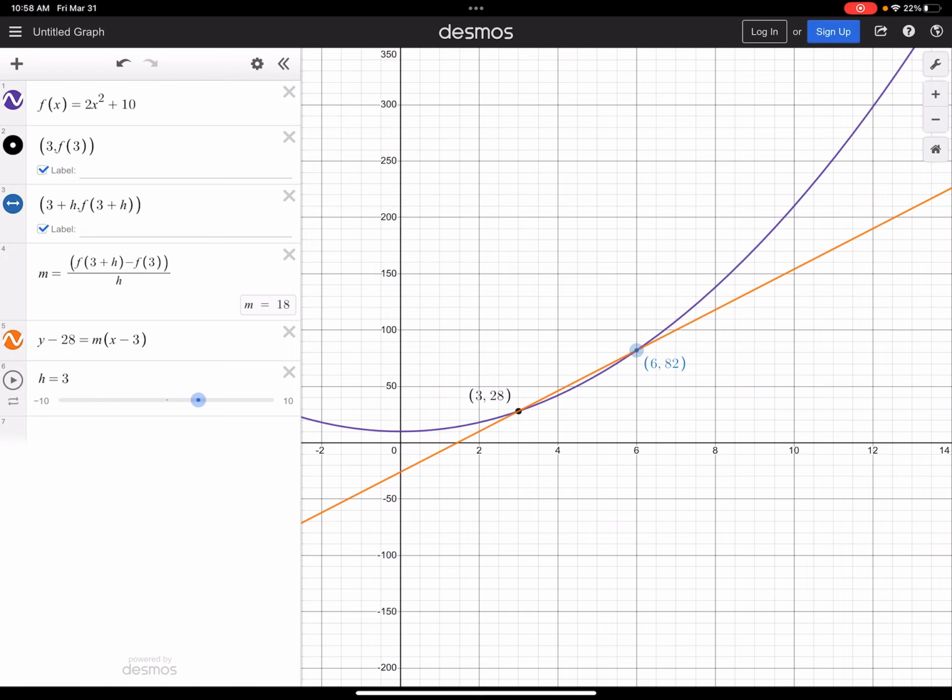When h is 3, the 2 points are 3 units apart. If I drag h over to 4, now the 2 points are 4 units apart horizontally, so 4 seconds apart. And when h is negative, it just means we go left of time 3. And the slope calculation changes automatically.